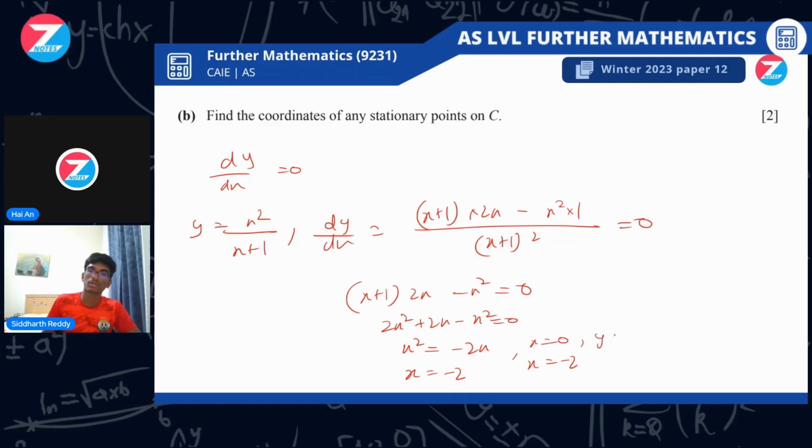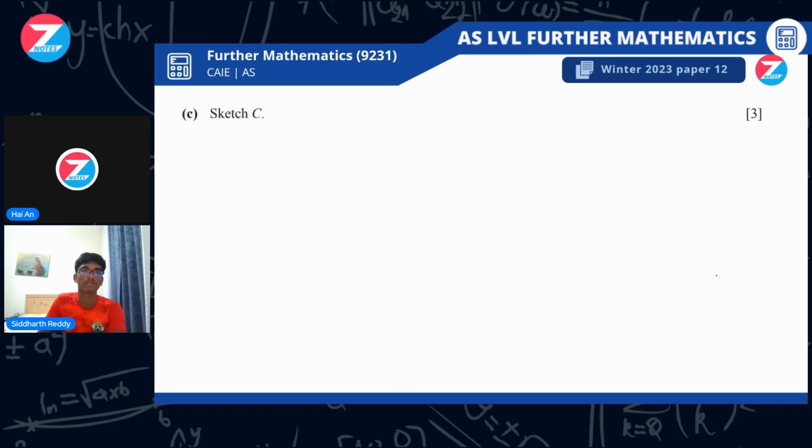So when x is equal to 0, what is y? So y is also going to be equal to 0. And when x is equal to minus 2, we get minus 2 squared by minus 2 plus 1. So that's obviously 4 by minus 1. That's going to be minus 4. So those are our 2 points. We got 0, 0 and minus 2 comma minus 4. So these are the stationary points on C.